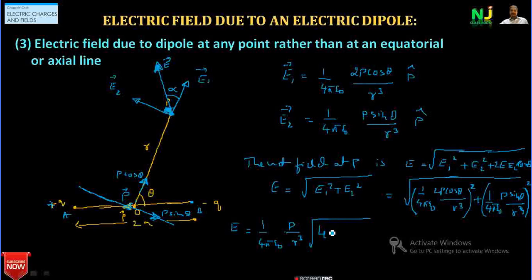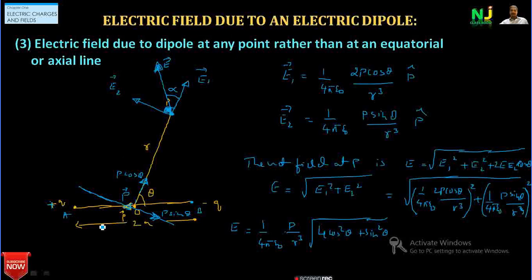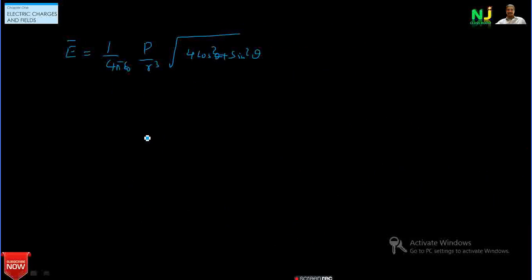So we go for simplification. Therefore E is equal to 1 by 4 pi epsilon naught P by R cube, square root of 4 cos square theta plus sin square theta. Theta is the angle made by the line joining the point P with the dipole. So it is clear. Now using cos square theta plus sin square theta, what happens?